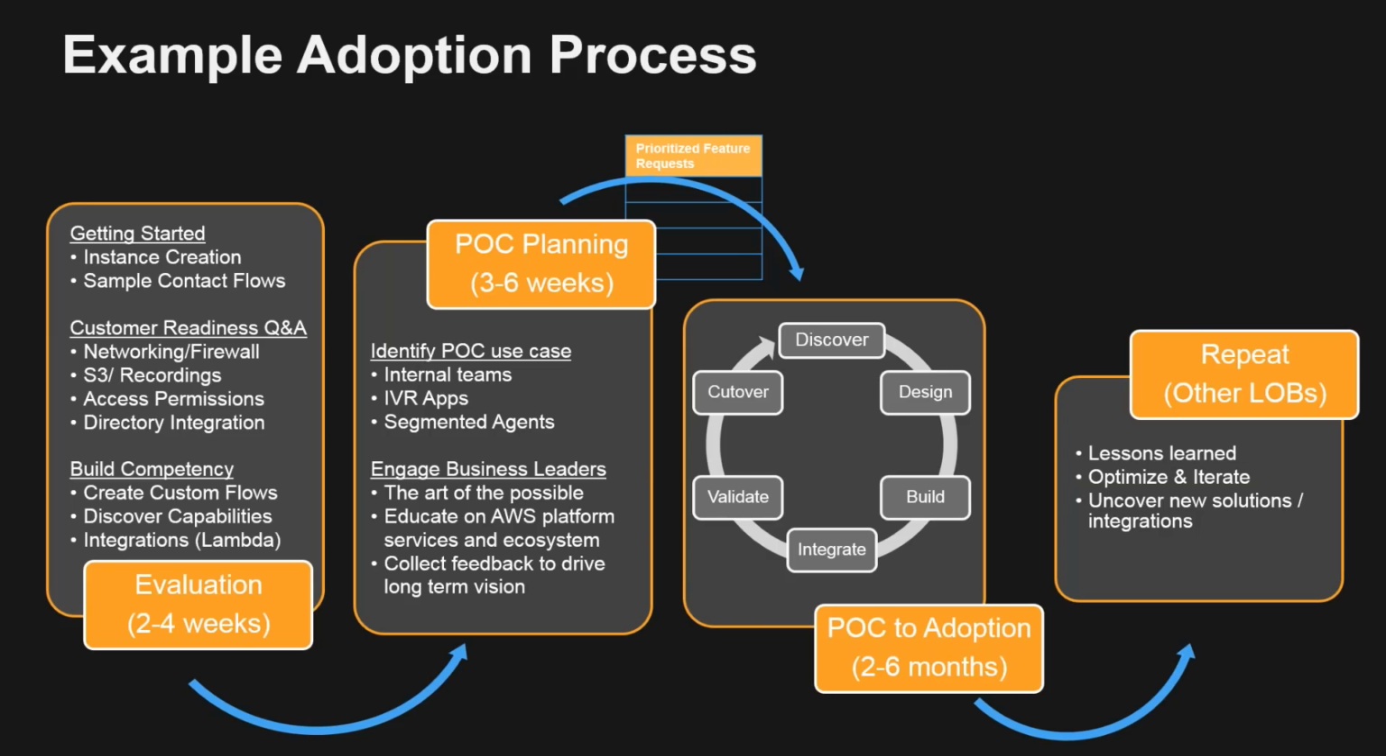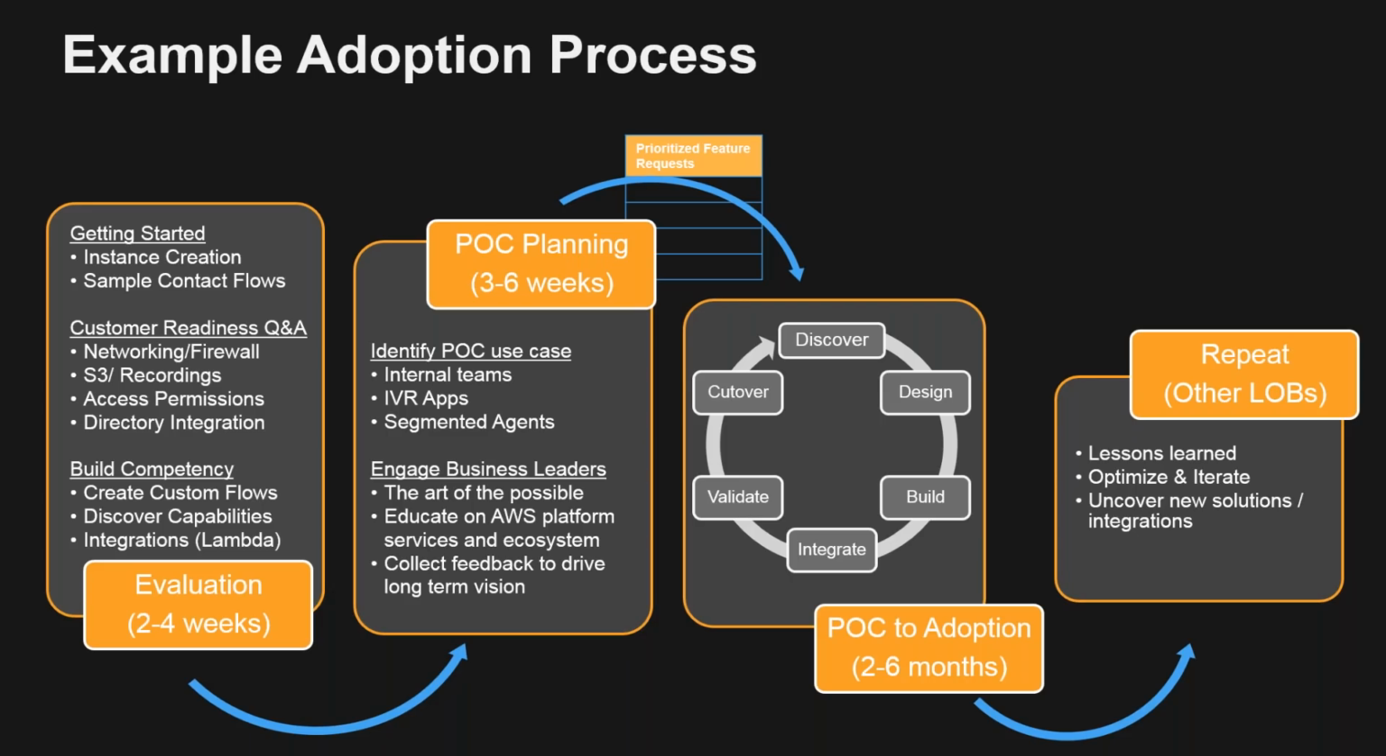This is an example of their adoption process. On the left, you'll see evaluation. This is typically where technological stakeholders become familiar with Amazon Connect. They'll get started with it, create an instance, which takes about 5 minutes. Within that instance that you create, there are sample contact flows. So you can start to build your competency with those sample contact flows. And some of those contact flows allow you to experience some of the sophisticated functionality of Amazon Connect.